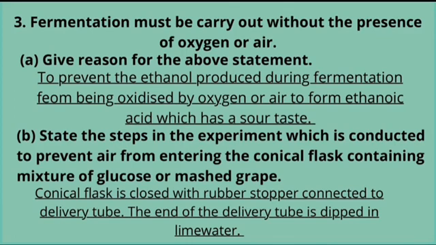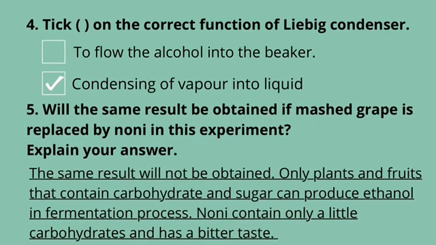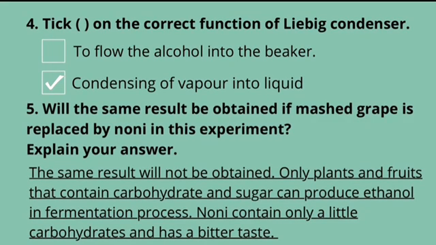Next, state the steps in this experiment which are conducted to prevent air from entering the conical flask containing the mixture of glucose or mashed grape. The conical flask is closed with a rubber stopper connected to a delivery tube. The end of the delivery tube is dipped in lime water. For question 4, tick on the correct function of the Liebig condenser. The function of the Liebig condenser is condensing of vapor into liquid.